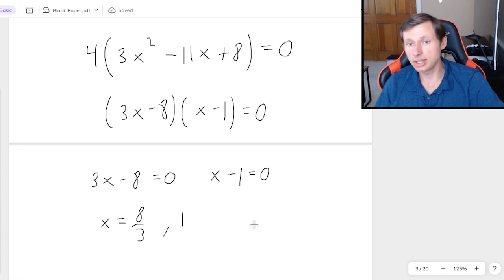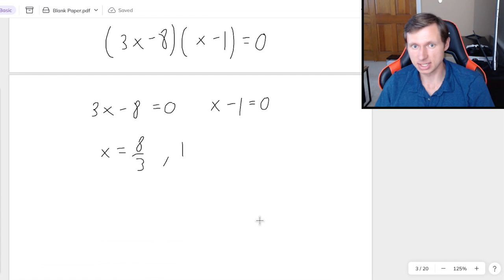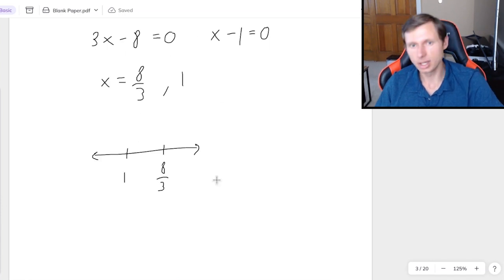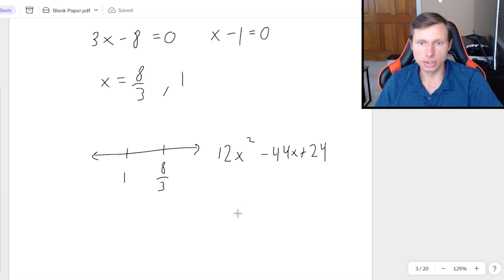Now this is the other thing that makes this problem so fun. Normally I just have one answer for the critical points, and that's going to be my maximum and minimum. But this one, it is actually really necessary that I plug these numbers in on a number line. Now here's 1, here's 8/3, which is about 2.6 repeating. And I have to plug this in my derivative, which was the 12x squared minus 44x plus 24. Or you can use the version when we factored out the 4, that's okay too.